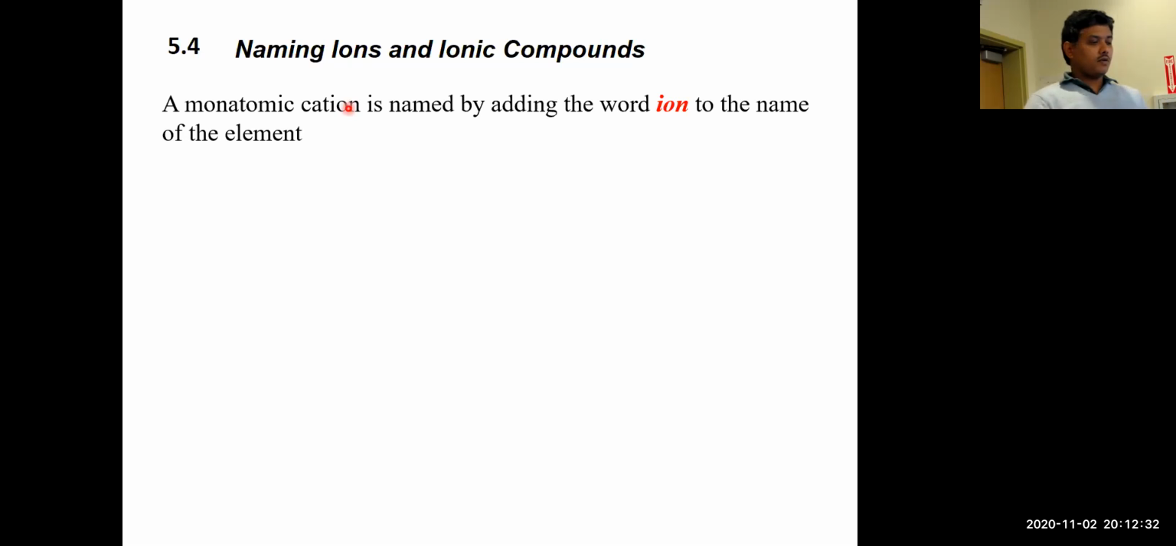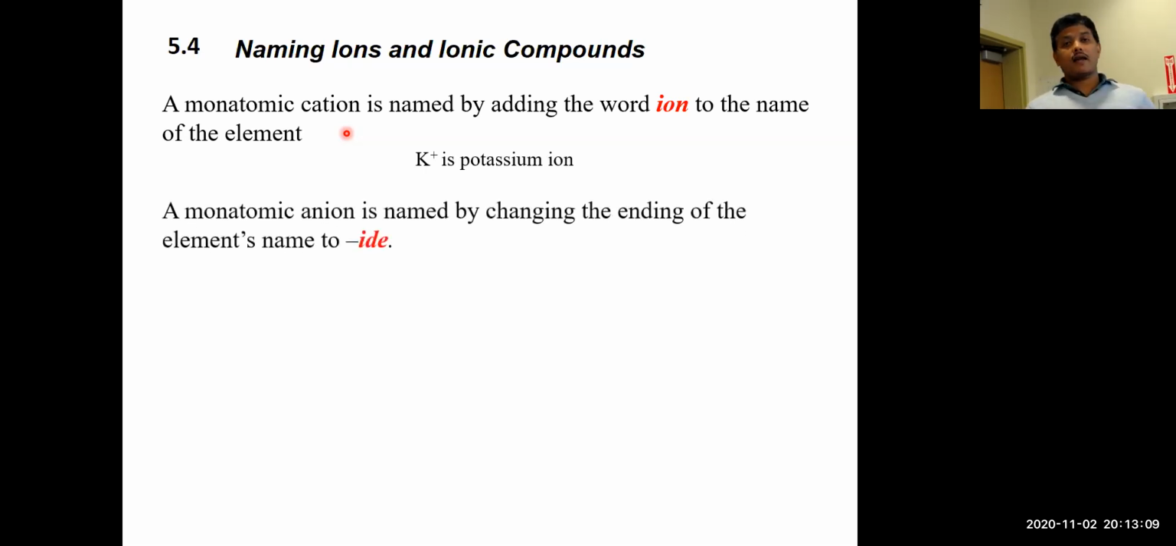So for example, if you have a monoatomic cation, which means a metal that lost electrons, any metal or any species that lost electrons is called a cation. And in any compound, your cation is always going to be a metal. And you would name it by adding the word ion to the metal or the cation. So for example, if you have potassium with a +1 charge, you would name that cation as potassium ion. That's it.